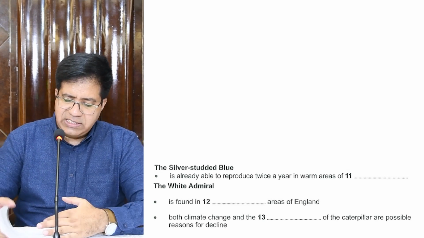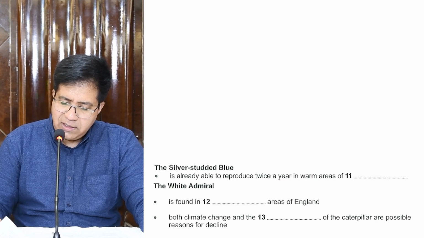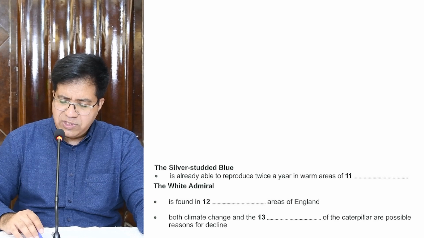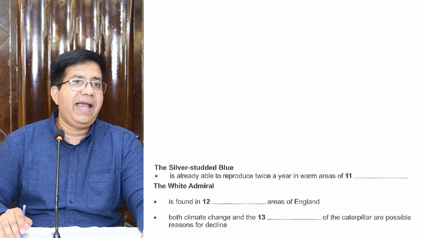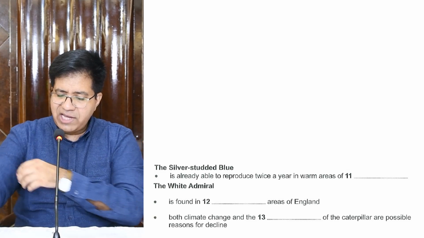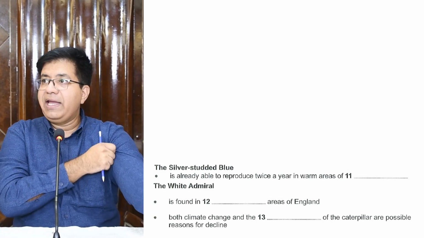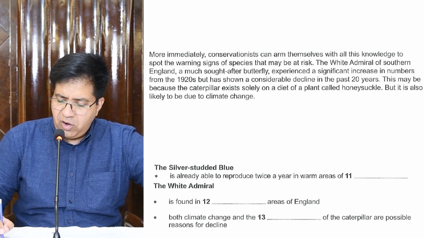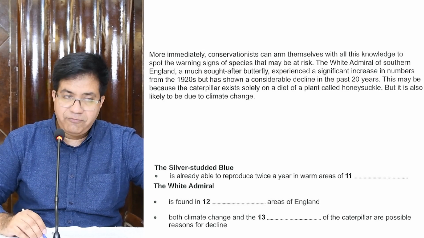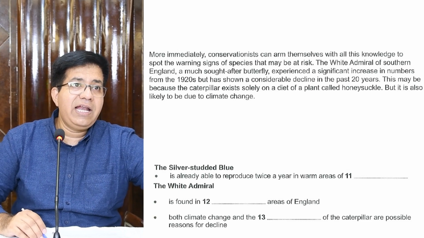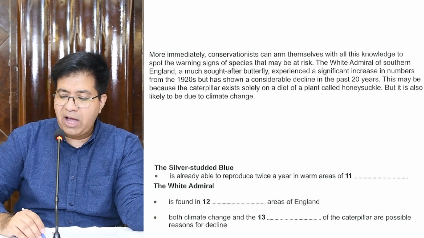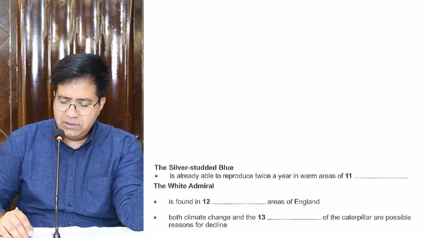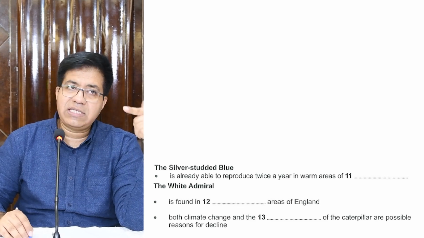Okay, last is White Admiral. Where is White Admiral? Last paragraph. Okay. White Admiral is found in dash areas of England. Simple. In dash areas of England. Okay, last paragraph, second line after full stop. The White Admiral of Southern England. What does it mean? It is found in Southern England. So the correct answer is Southern. Southern areas of England, Southern England.